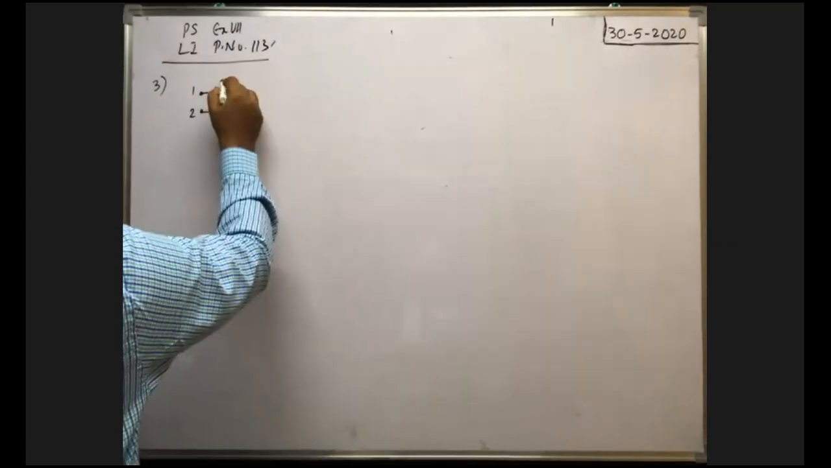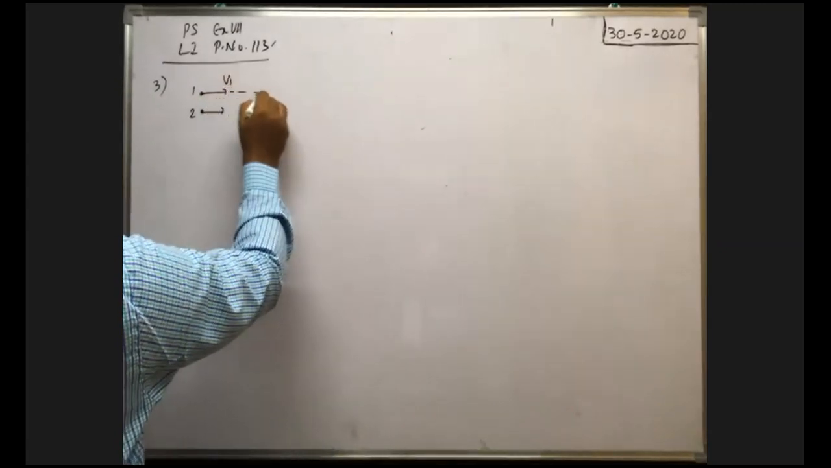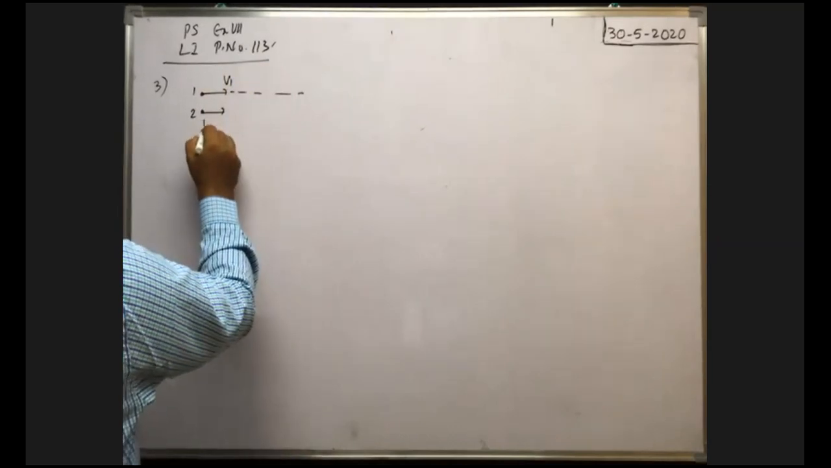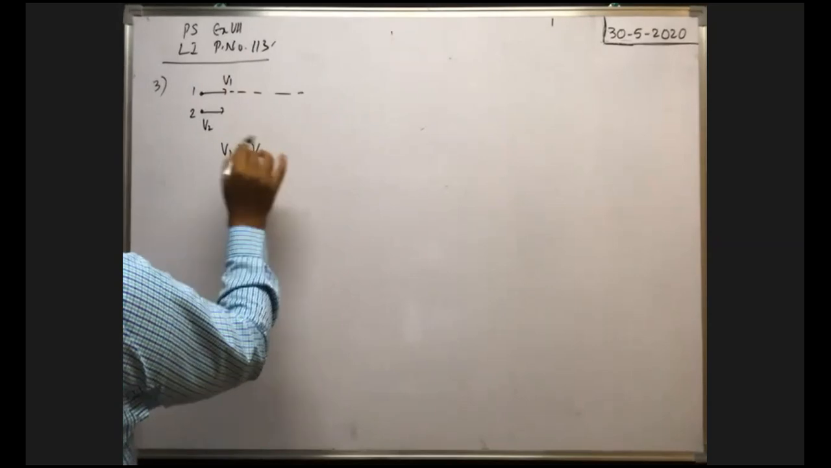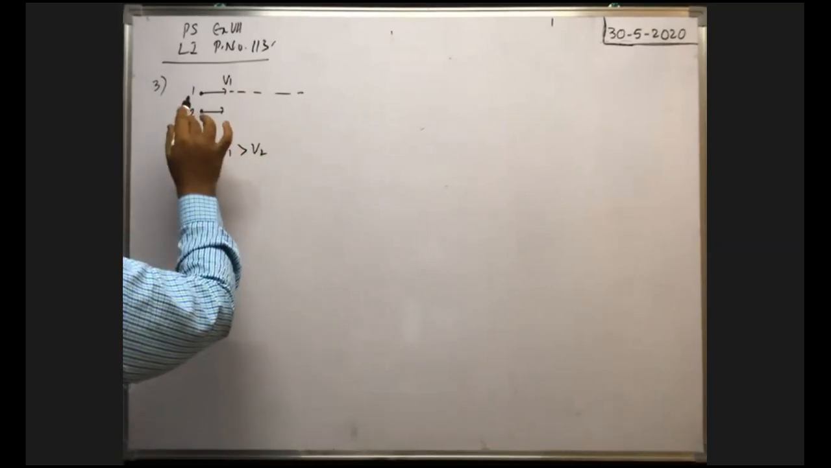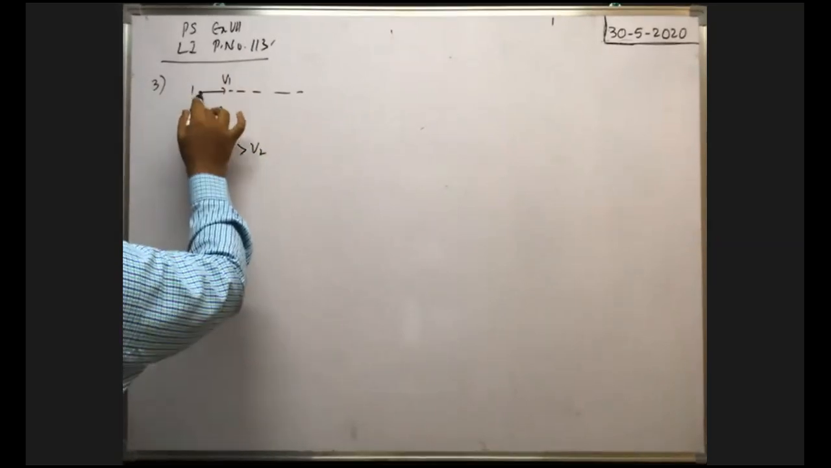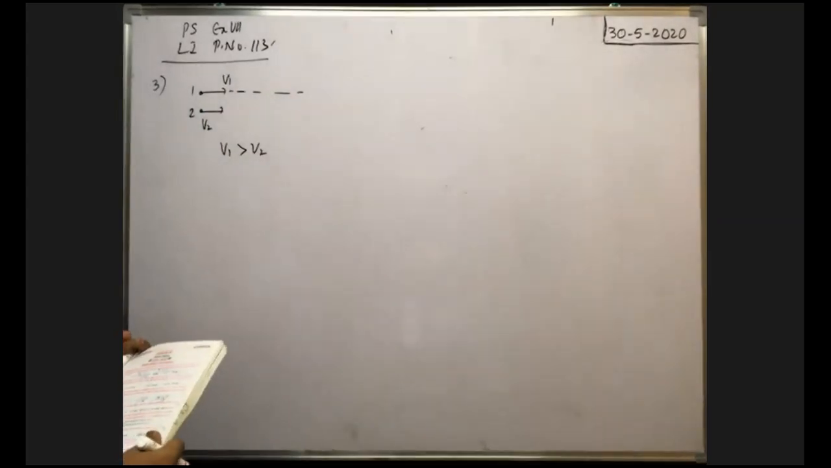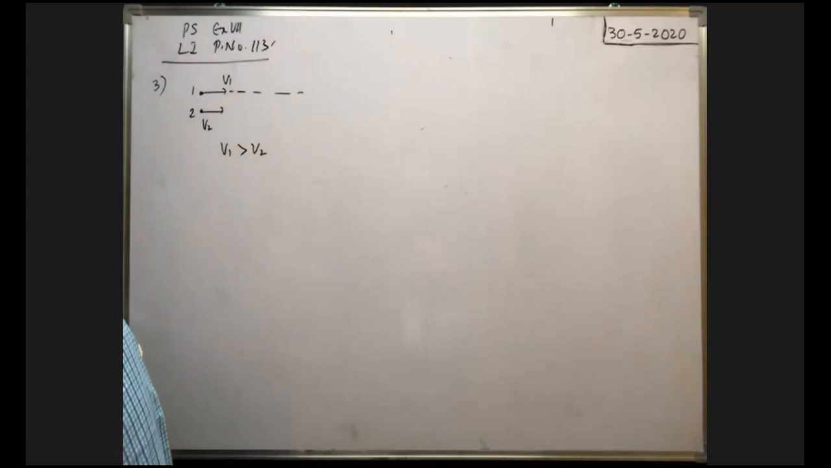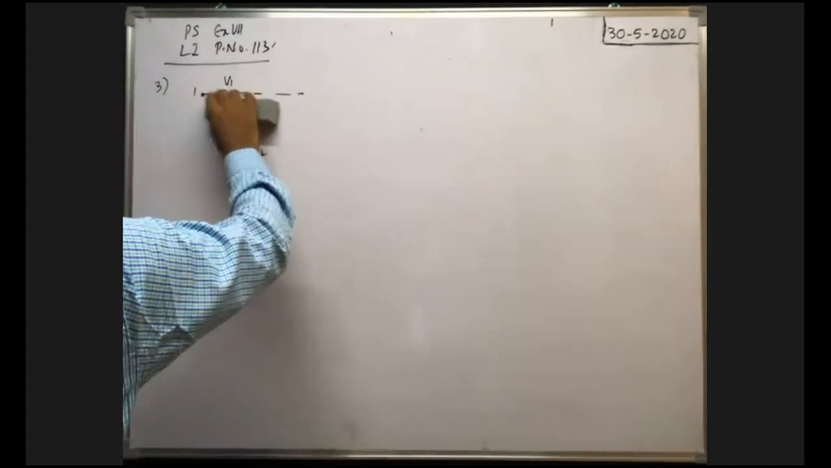Here car 1 travels with a speed V1 constantly. Car 2 travels with a velocity V2, but V2 is less than V1. The condition given is V1 greater than V2. That means car 2 starts motion with a smaller velocity, and car 1 travels with more velocity. But car 2 is ahead of car 1 by S meter. Okay, sorry, car 2 is ahead of car 1.